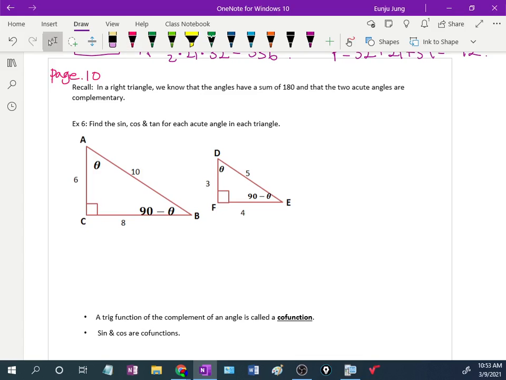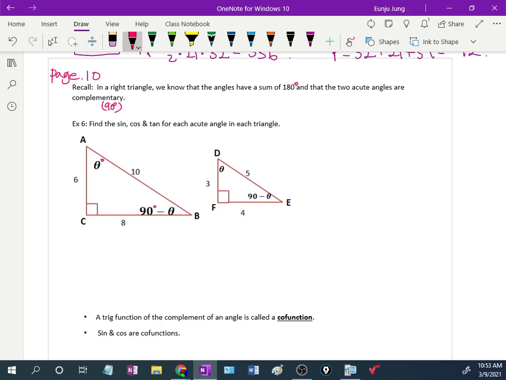In this video, we are going to continue working on right triangle trigonometric ratios. Let's record. In a right triangle, we know that angles have a sum of 180 degrees, and that the two acute angles are complementary. Complementary means 90 degrees. Since we have 90 degrees already, the other two must together be 90 degrees, right? Complementary.